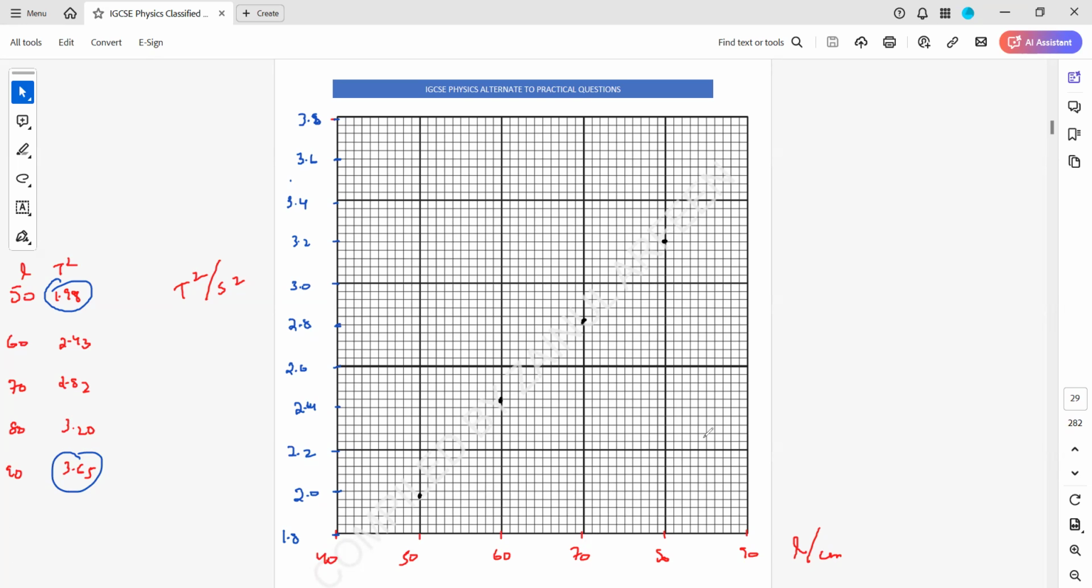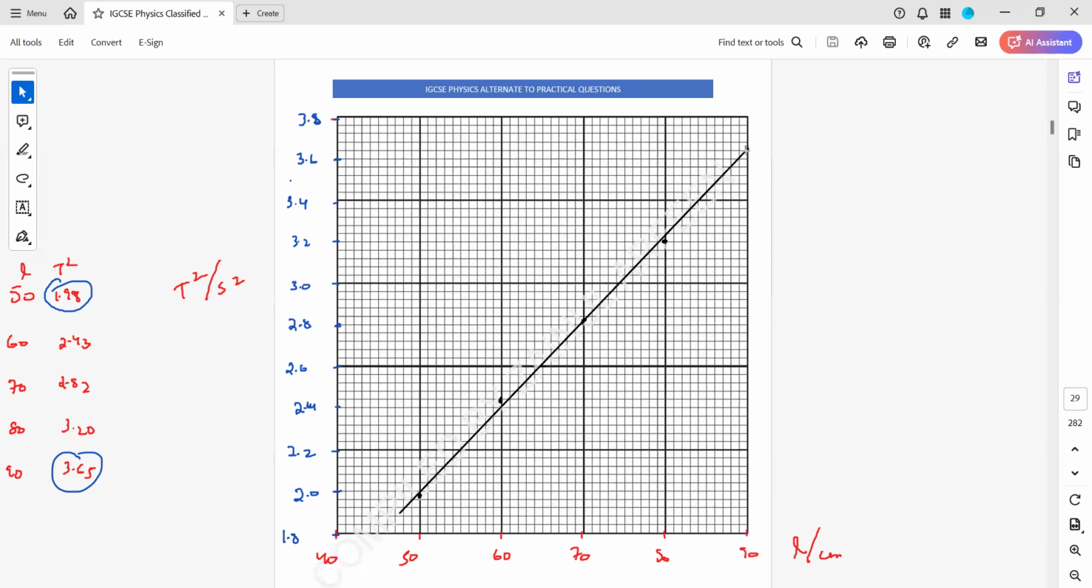90 and 3.65. So 90 and 3.6. This will be 3.6 and then 3.64 and this will be 3.65, somewhere here. Then these points, how do you know that usually in physics you will get a straight line graph rather than a curve? Most of the graphs are straight line graphs. Compared to that, in chemistry you used to have curves, but here it is a straight line graph. So we will draw a best fit straight line.